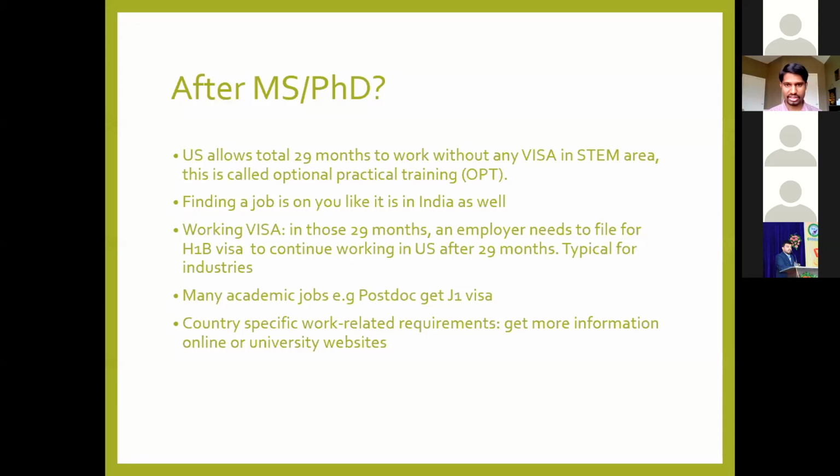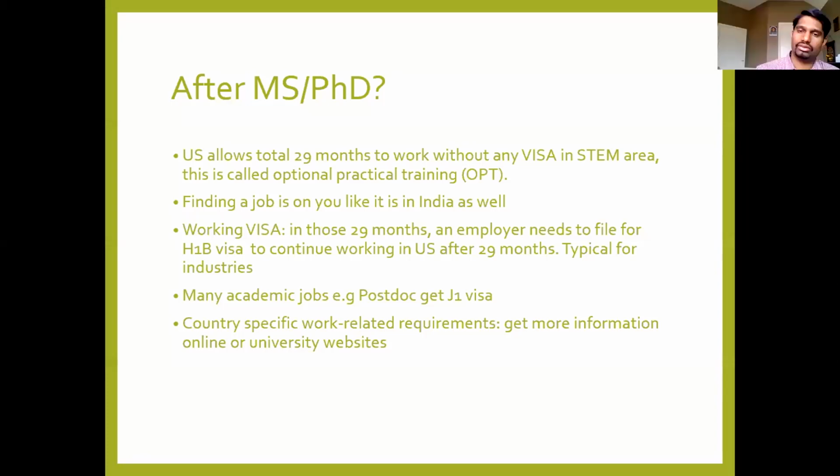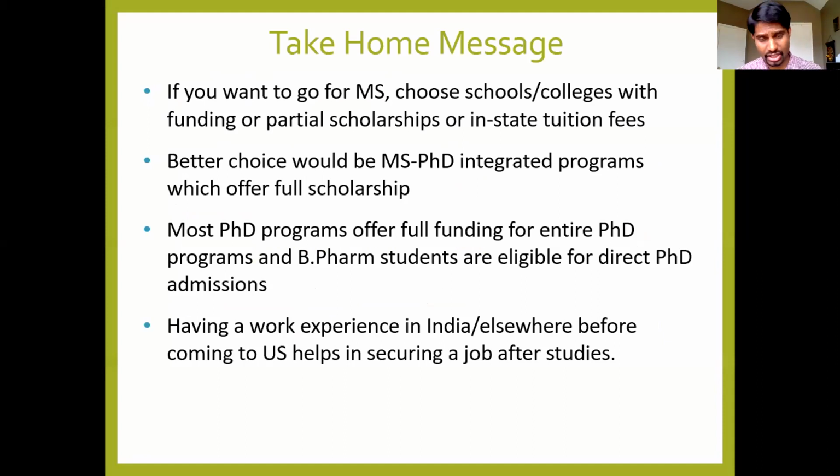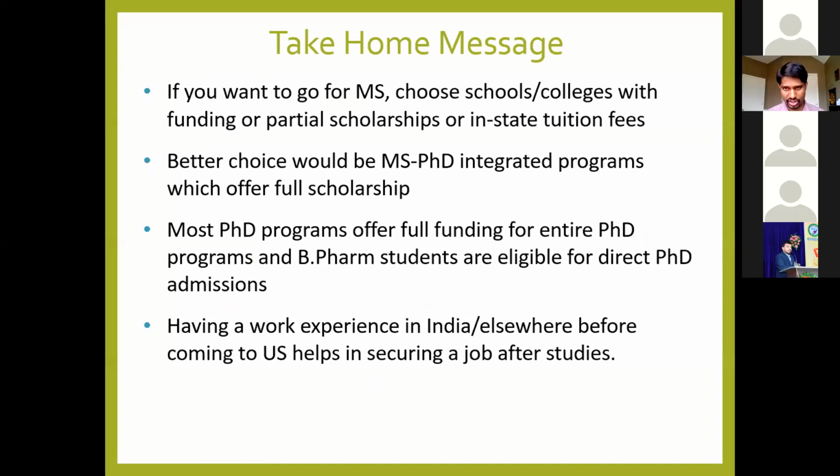So the visa requirements are country specific. This information is about the US, and the UK has a different visa or tier system. Italy, Germany, Australia, and New Zealand have different visa systems, and you can get more information on the respective university websites. Anyways, the message I want you to take home today is, remember, if you want to go for MS, you have to choose schools or colleges that offer you funding or partial scholarship, or at least in-state tuition, which will reduce your tuition fee by almost 70%.